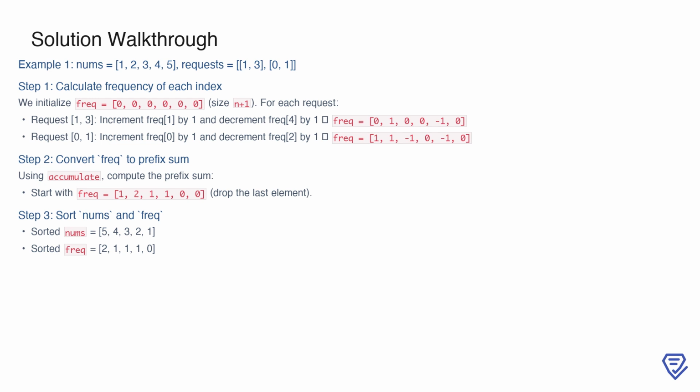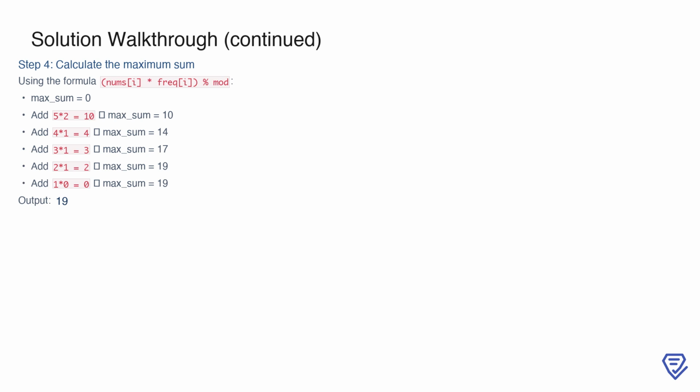Finally, we sort both nums and frequency in descending order. Nums becomes 5, 4, 3, 2, 1, and frequency becomes 2, 1, 1, 1, 0. This sets us up to calculate the maximum sum. With nums and frequency sorted, we calculate the maximum sum using the formula nums[i] * frequency[i] % mod. We initialize max_sum as 0 and begin multiplying corresponding elements of nums and frequency.